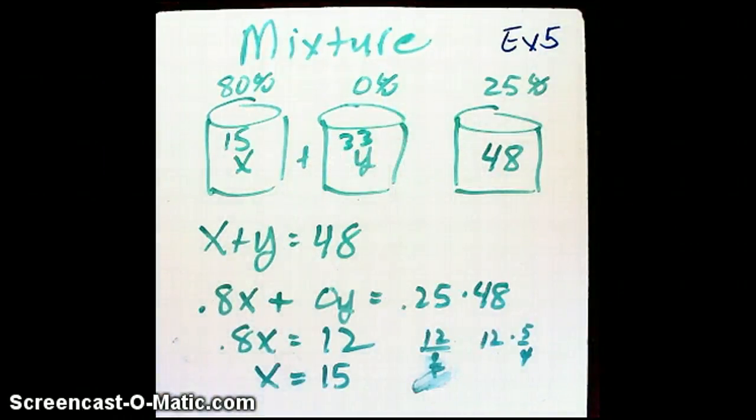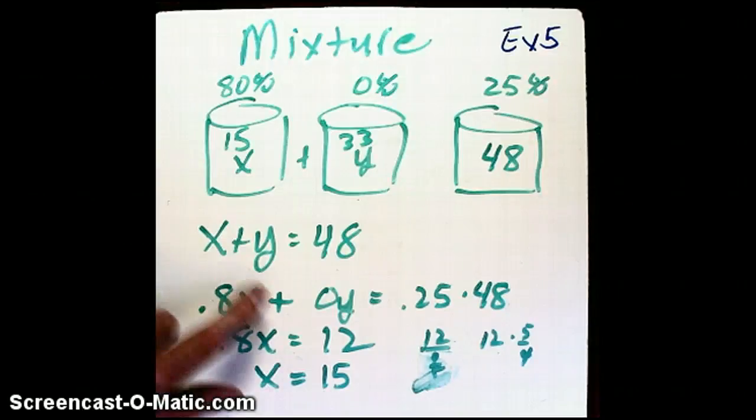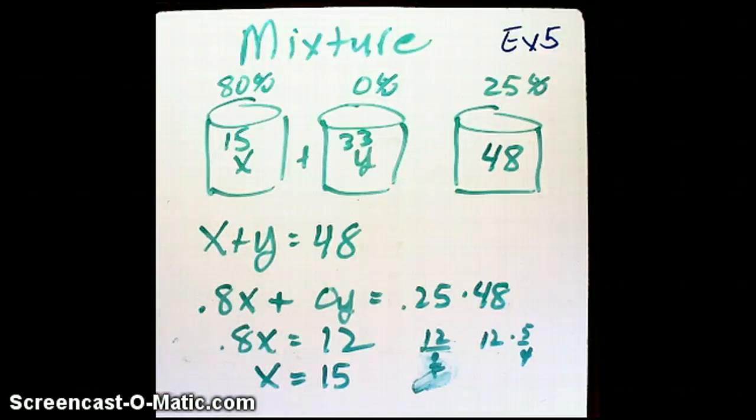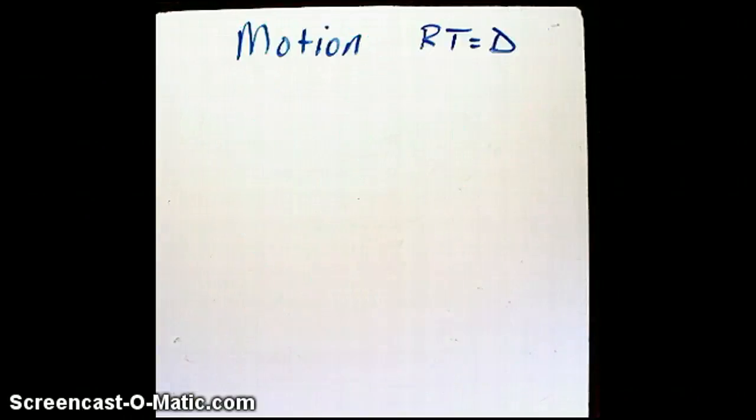So in that mixture problem, you notice I could have substituted this x as 15 in for here, and I could have just solved for y there. I just did it visually by looking at that problem. I may do another video on mixture problems if you need to, but that is one way you could solve that problem.